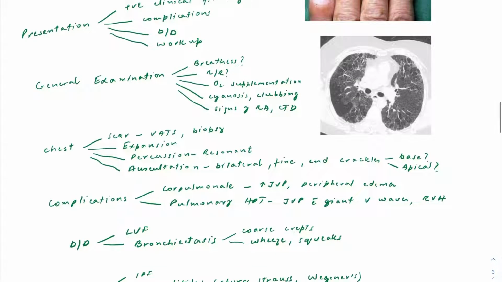Once you have completed your general examination, you may have some idea of what the cause could be in this patient. Then we move on and do the chest examination. Obviously, we start with inspection and look for any scars, maybe from previous surgery or a biopsy. We look at the expansion of the lungs. Expansion may be reduced if there is advanced pulmonary fibrosis.